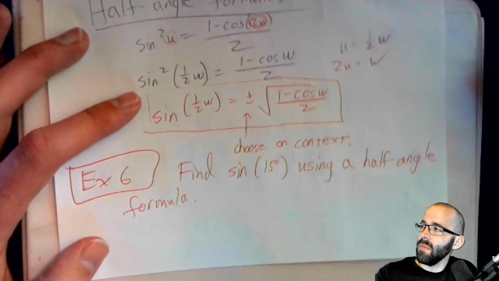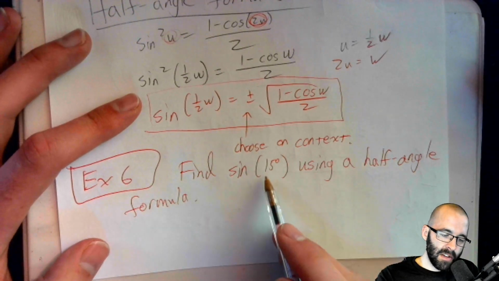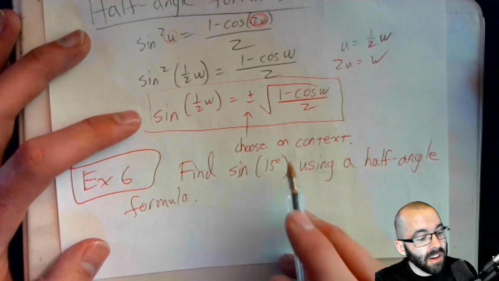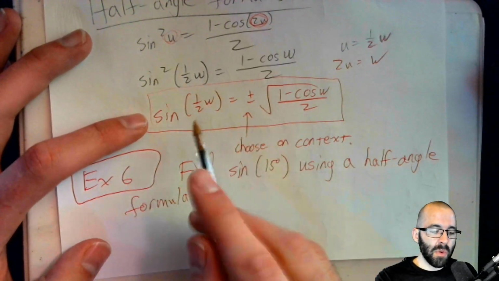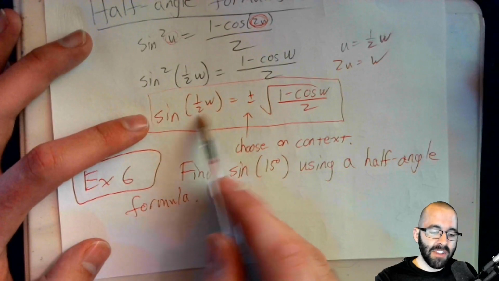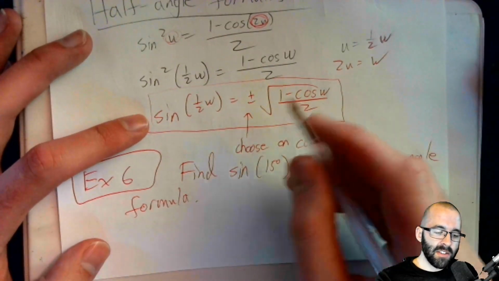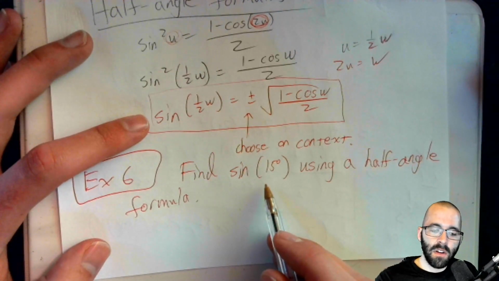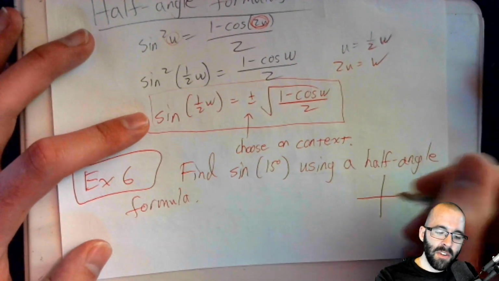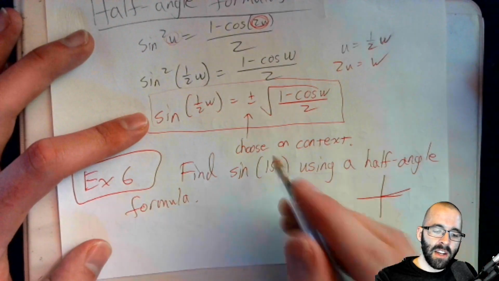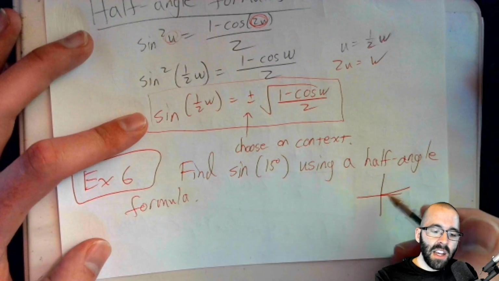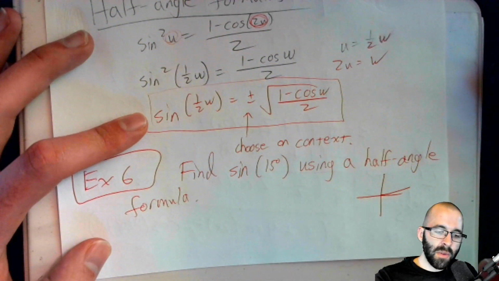Okay? So, notice, 15 degrees is half of 30 degrees. So we can use the half angle formula. Sine of half of the angle, 15 degrees, is going to be, well, do we use the plus or minus for sine of 15 degrees? Is sine of 15 degrees going to be positive or negative? 15 degrees is in the first quadrant, so sine has to be positive. So in this case, we're going to choose the plus. If it said find the sine of negative 15 degrees, then we'd use the minus.